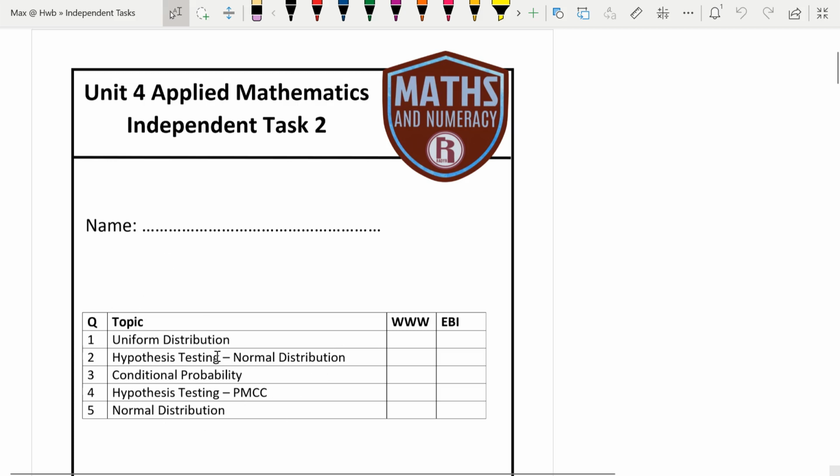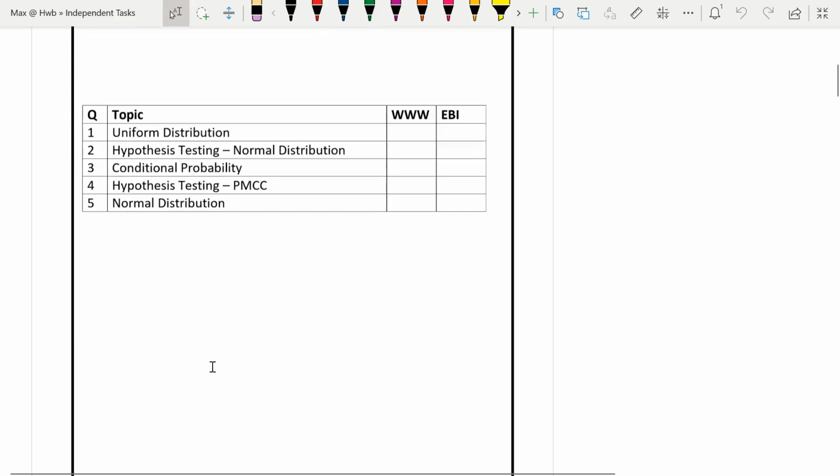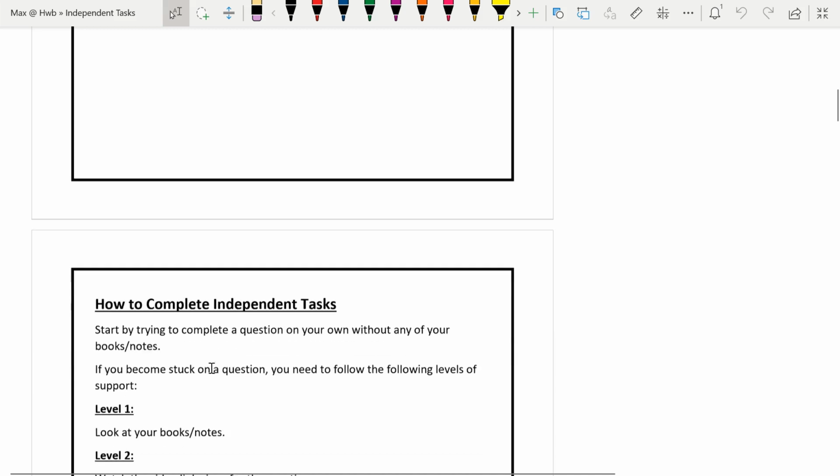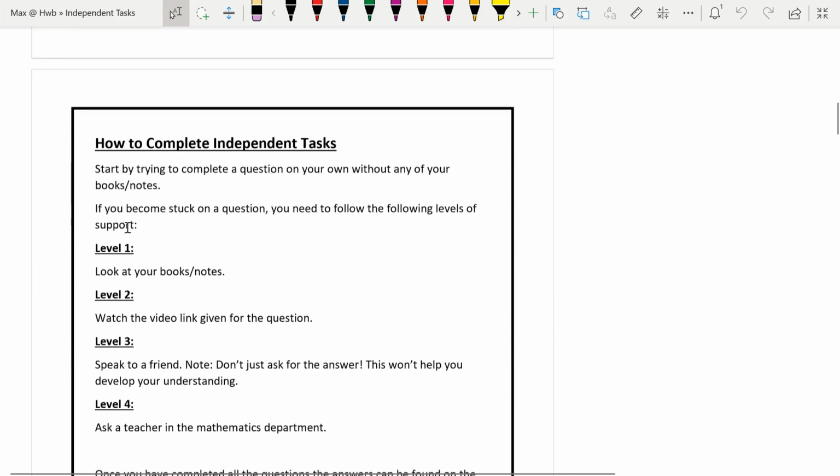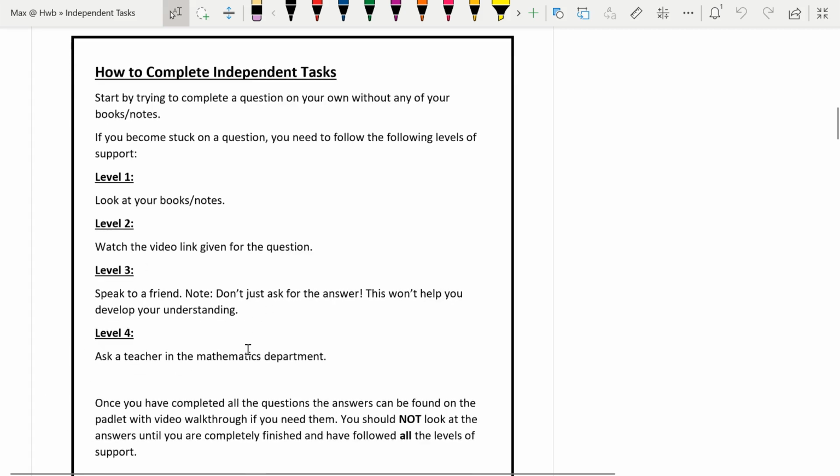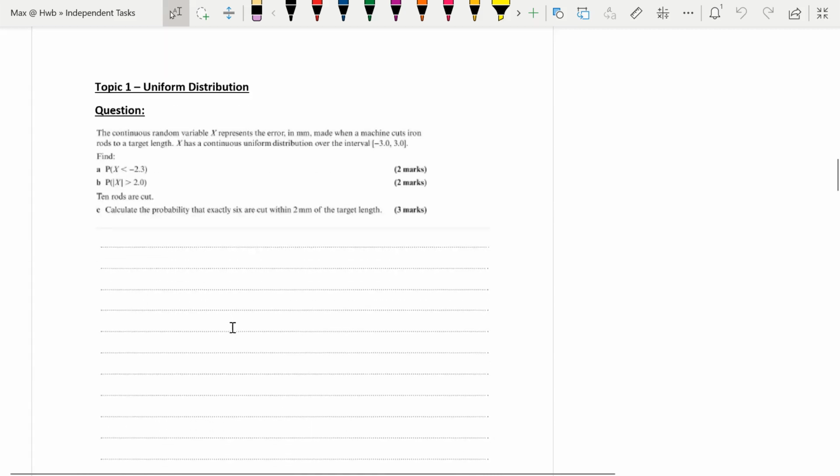So you should have already had a go at the 5 questions, and you should have made a mark of what level of support you required, whether it was nothing or whether it's one of the following. Remember, if you're getting to level 3 or level 4 for support, then that's a topic that requires a substantial amount of work on top of it, okay? So let's run through each of these questions.